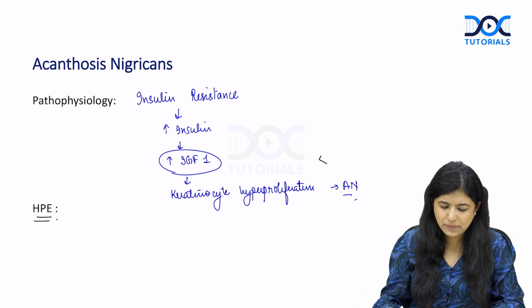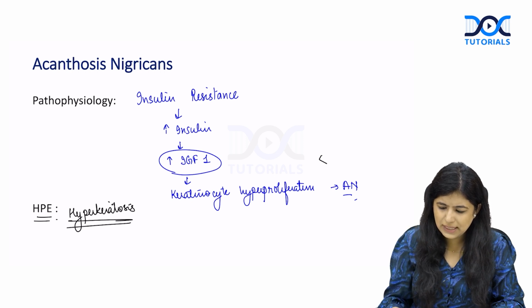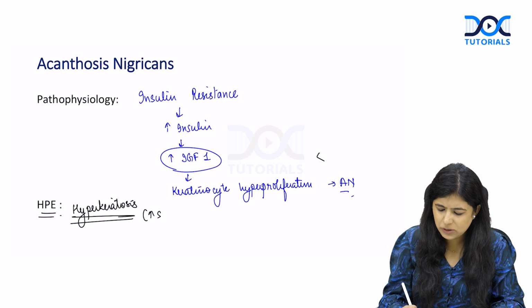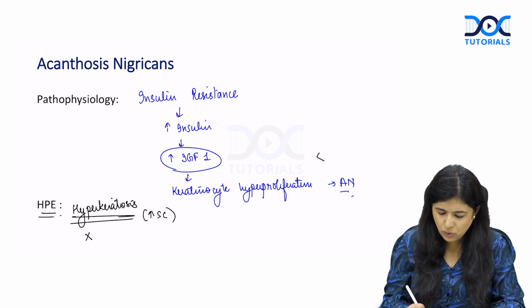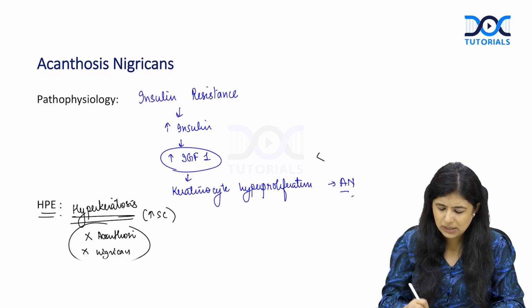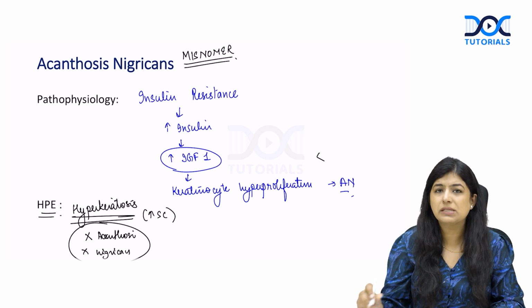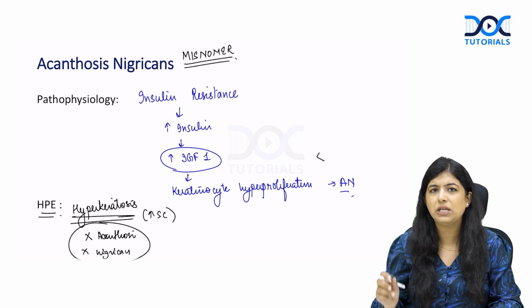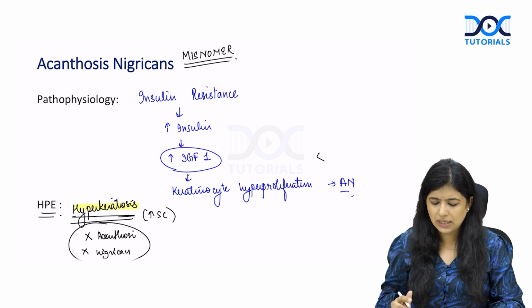And that is what is seen in the biopsy also. So what you see in the biopsy is hyperkeratosis. That is increased thickness of stratum corneum. Remember, even though the name says acanthosis, there is no acanthosis here. And there is no nigricans, that is, there is no increase in pigment. So this name is a misnomer. In the histopath, we don't see acanthosis, we don't see nigricans or increased pigmentation. The only important finding that you have to remember is hyperkeratosis, that is increased thickness of stratum corneum.